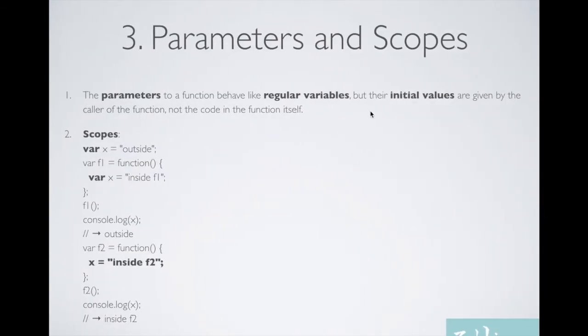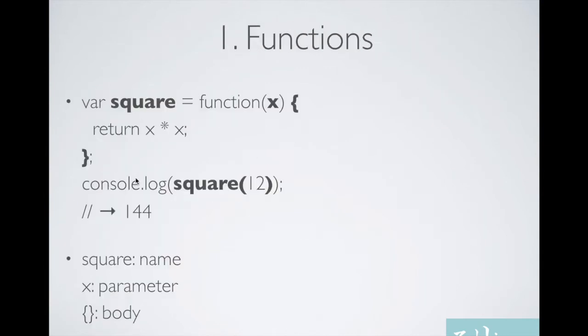Okay, parameters and scopes. We mentioned parameters before. It's similar to regular variables, but it's passed by the caller. Like when you call the function, you pass the value of the parameter to the function. So like in the previous example, when we call square with 12, we pass 12 as the value of the parameter x.